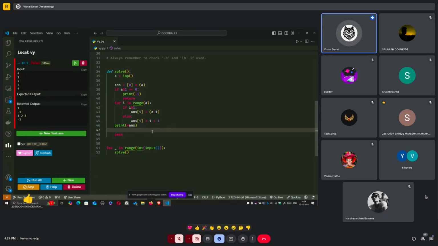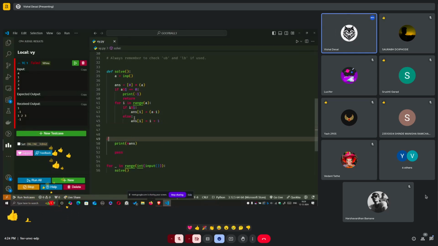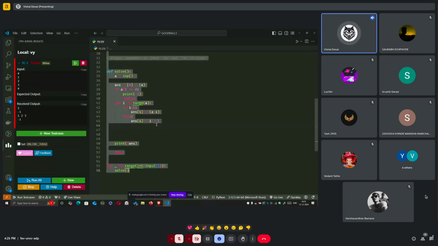Okay, did everyone get this? For even indices, that is for the 0th index, we are placing 1, right? So it is 0 plus 1. And for the second index, we are placing a minus i, that is 3 minus 2 in this case. Okay, let's move on.